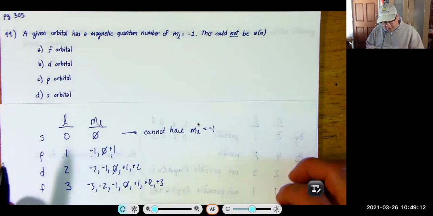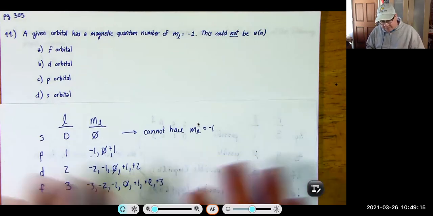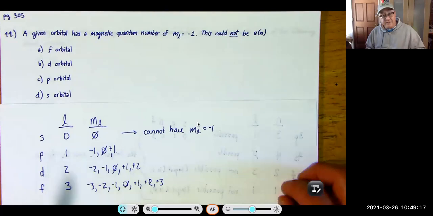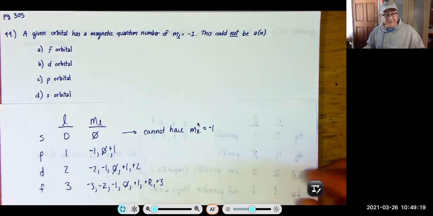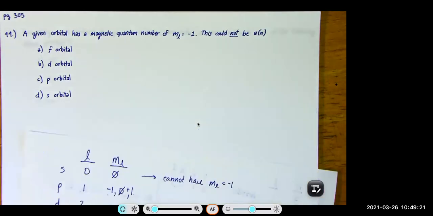So any questions about which one of these cannot have an M sub L equal to 1? Or excuse me, -1? No questions. Okay.